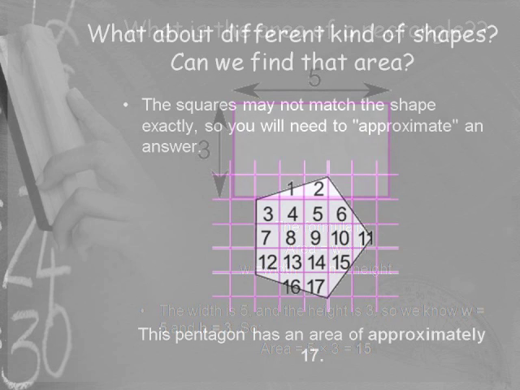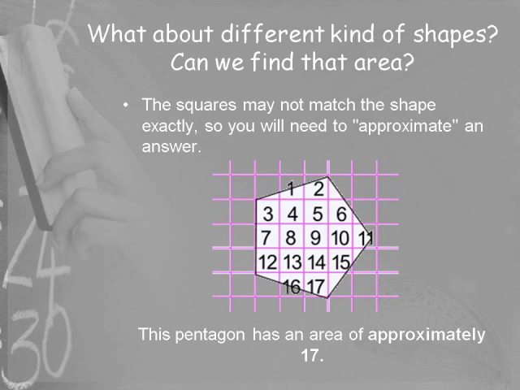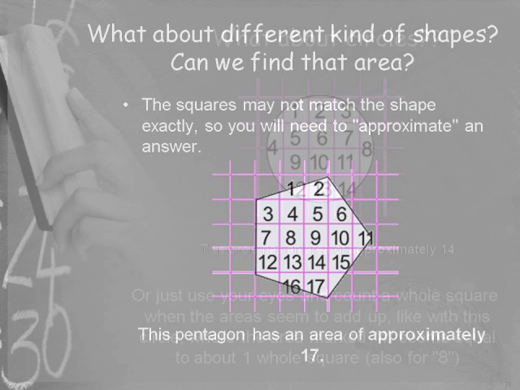What about different kinds of shapes? Can we find that area? The squares in the below image may not match the shape exactly, so you will need to approximate an answer. For this image, the pentagon has an area of approximately 17 because we can see that the pentagon takes up most of the 17 boxes below.